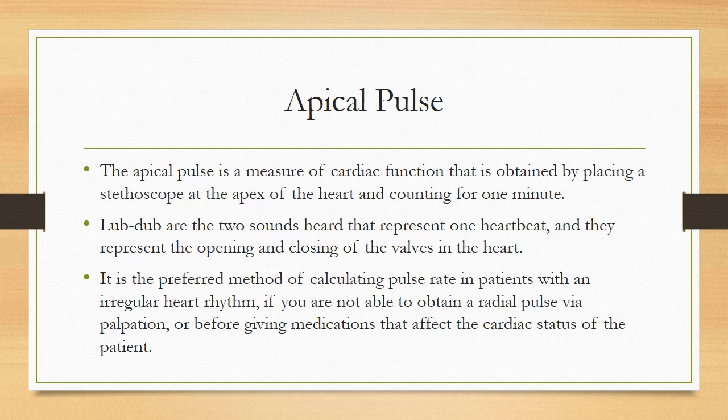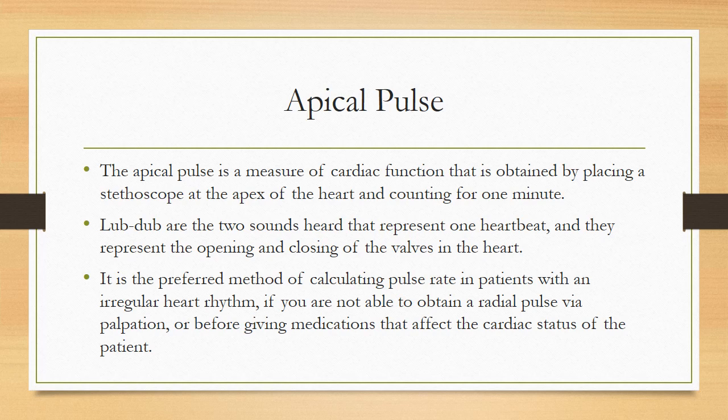The apical pulse is a measure of cardiac function that the nurse obtains by placing the stethoscope at the apex of the heart and counting for 1 minute. You will hear lub-dub sounds. They represent the heartbeat, and they represent the opening and closing of the valves in the heart.